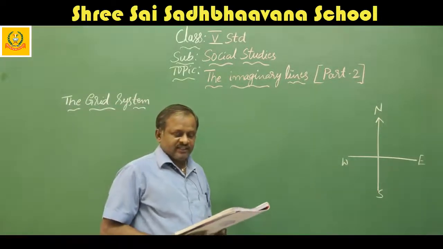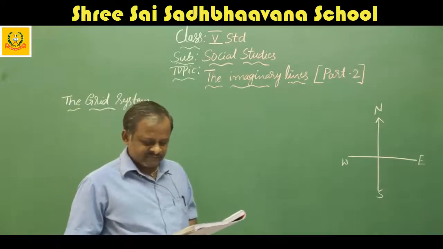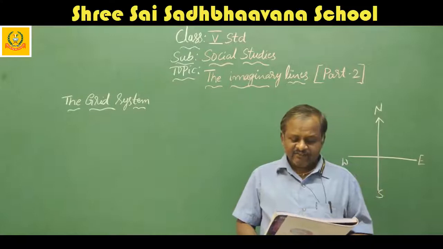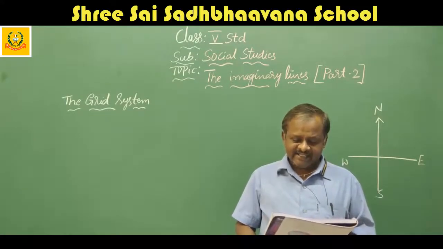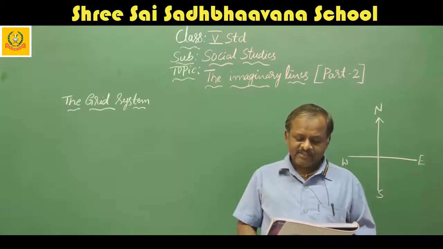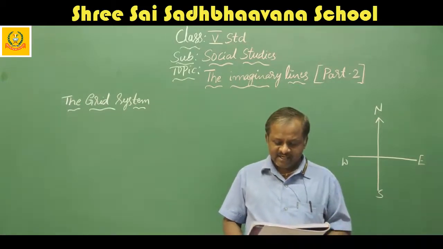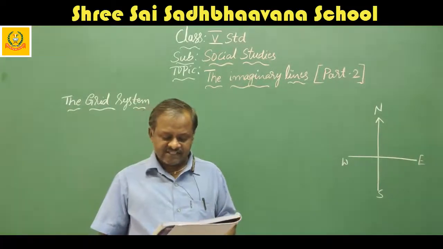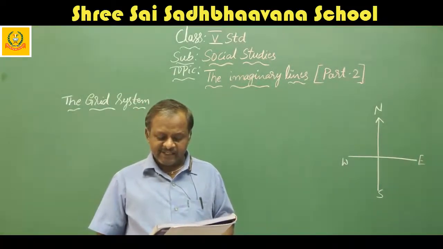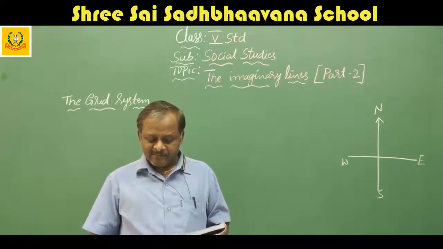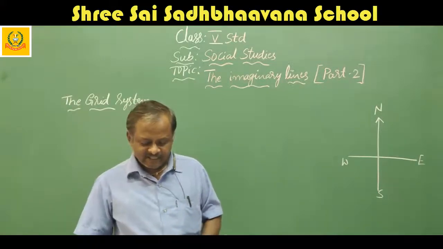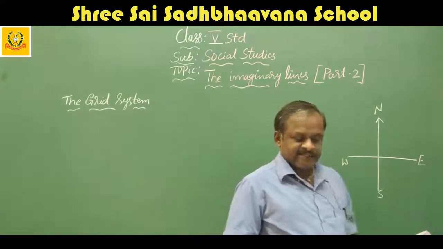The grid system. The latitudes and longitudes intersect each other and form squares called grids. This network of grids is known as the grid system. It helps us to locate places accurately on the globe and maps. For this, we need to know the latitude and the longitude of the place. The point at which they cross each other will be the location of that place.